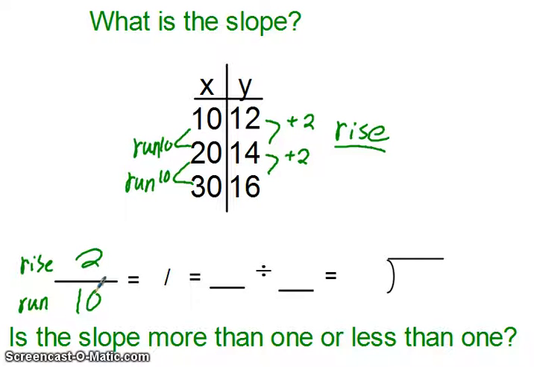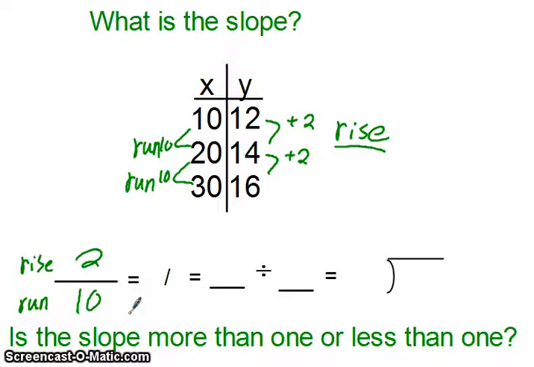Now, before you go any farther, you should ask yourself, is the slope more than 1 or less than 1? Is 2/10 more than 1 or less than 1? And the answer is it's less than 1 because it's only 2 out of 10. 2 is less than 10, so it's less than 1 whole. That's going to be important in a second, but you do want to ask yourself, is this more than 1 or less than 1?